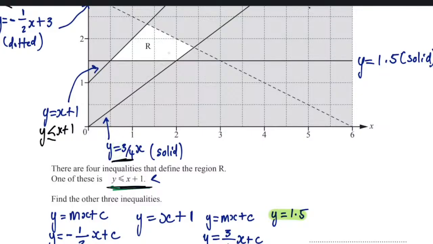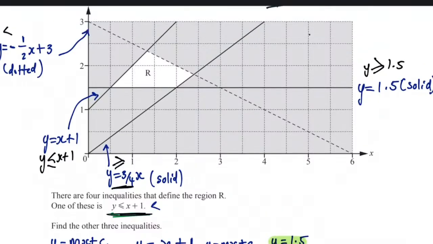It's all about, is it above or below? Here it's above, so y is greater than or equal to. Why or equal to? Because it's a solid line. Now we are left with 1.5. The unshaded is above it. It's not below it, it's above it. So you say y is greater than or equal to 1.5. So you just change the equal sign.